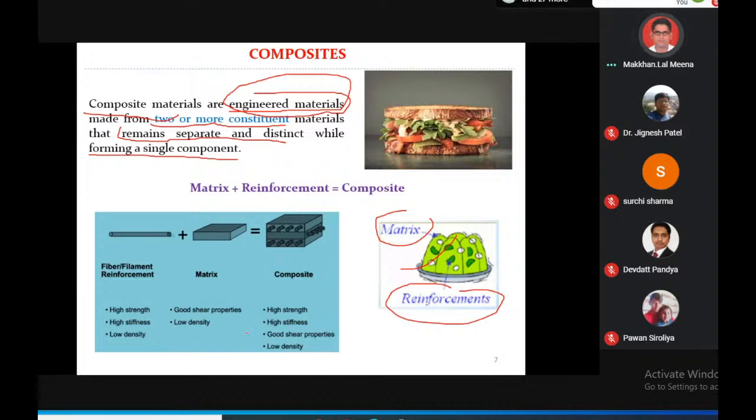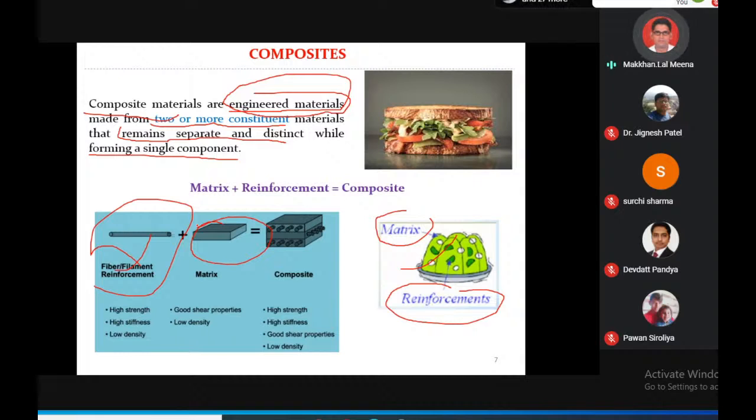The reinforcing phase may be in the form of fibers, particles, or various other geometries. So composites consist of one or more discontinuous phases embedded in a continuous phase. The discontinuous phase is usually harder and stronger than the continuous phase, and is called the reinforcement or reinforcing material, whereas the continuous phase is the matrix.